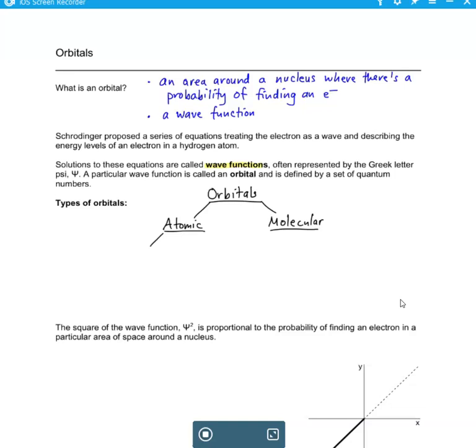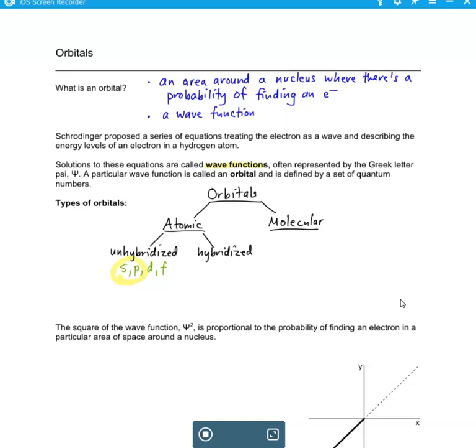For atomic orbitals, we can divide those into two camps as well. We can think of atomic orbitals as either being unhybridized or hybridized. Unhybridized atomic orbitals are things like s, p, d, and f. And of those, we're really only going to be using s and p. So I think there might be a comment about a d orbital somewhere at some point in the course, and that's about the extent of it. So really we're focusing on s and p.